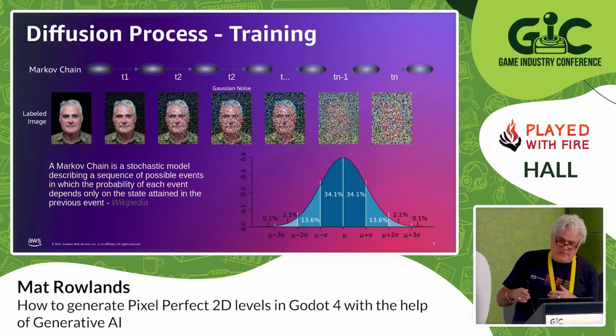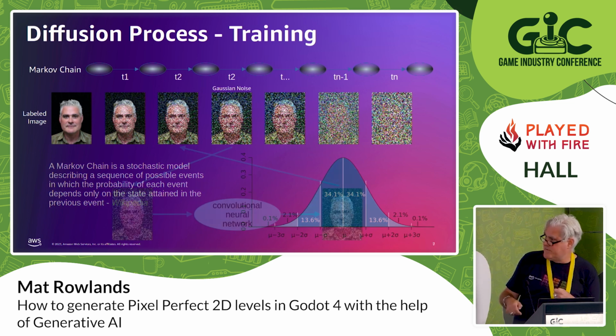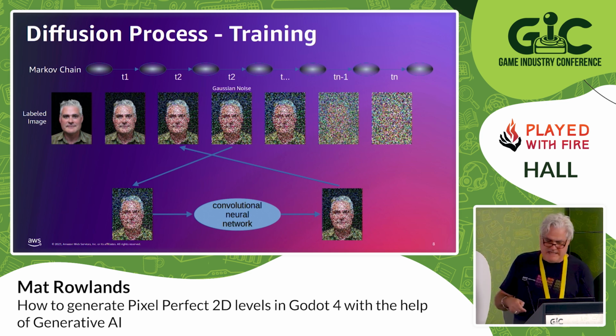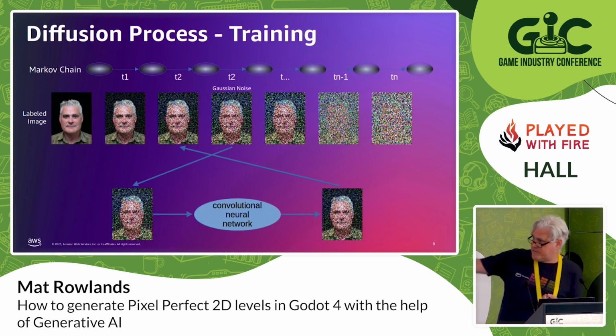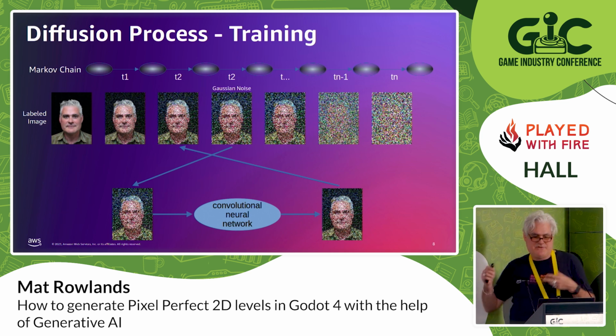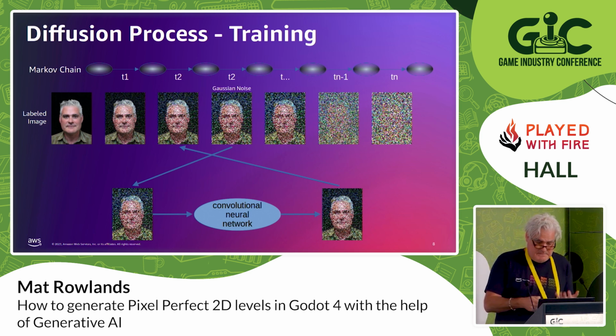So what we need to do, from a noise input, is actually reverse the process, which is kind of the interesting part of what's going on here. And we use a convolutional neural network for this. It's a regularized type of feed-forward neural network that learns feature engineering by itself via filter optimization. And they're very good at pattern recognition. This is the important part of this.